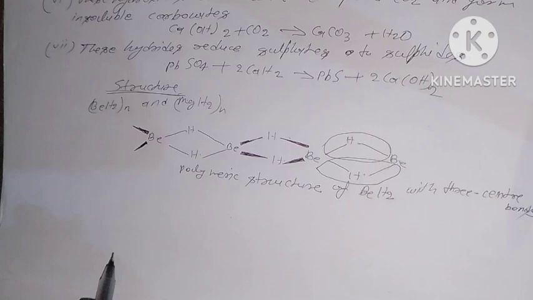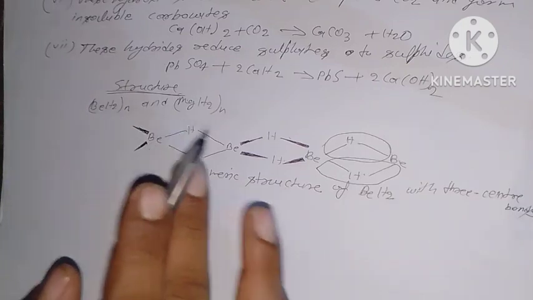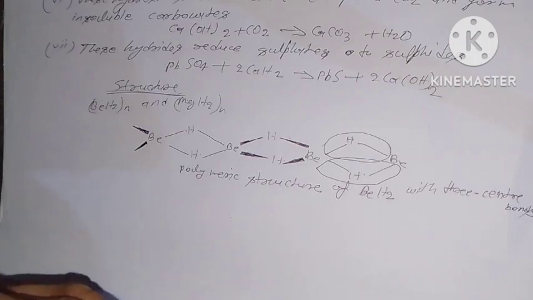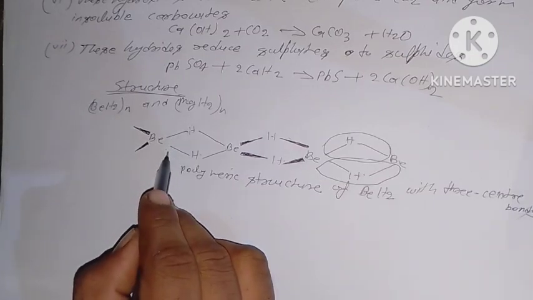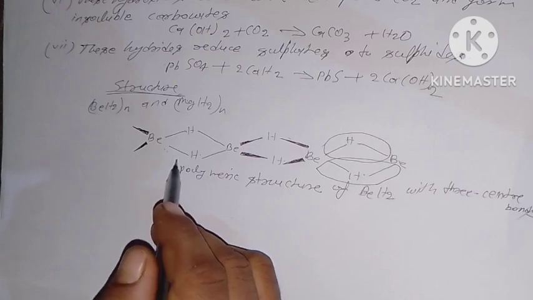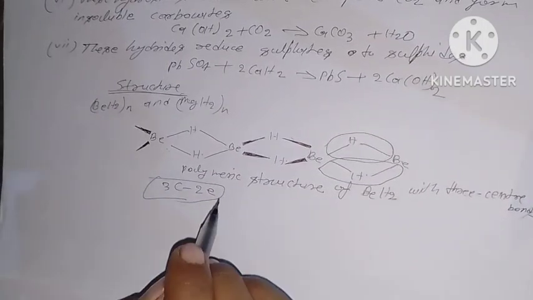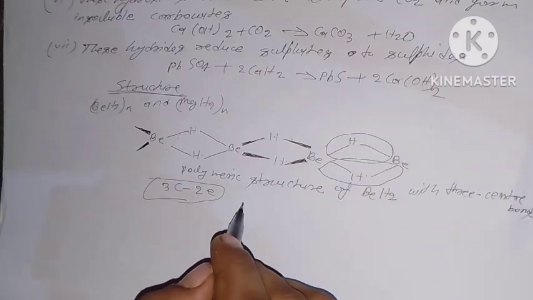Beryllium has 2 valence electrons and hydrogen has 1 valence electron. It is seen that there are not enough electrons to form the normal electron pair bonds in which 2 electrons are shared between 2 atoms. In this molecule a 3 center 2 electron bond is formed.